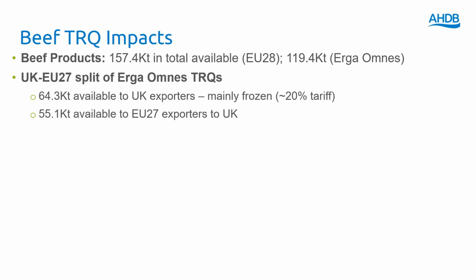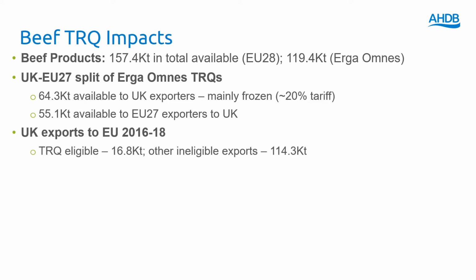And if we look at UK's exports to the EU27 over the 2016 to 18 period, what is potentially TRQ eligible, so frozen product meeting the specifications, is just under 17,000 tonnes. So there would be another 114,000 tonnes that, based on previous trade flows, would be ineligible. Maybe some of that product would change from fresh into frozen, for instance. But it does present some issues around market access with regards to those TRQs.